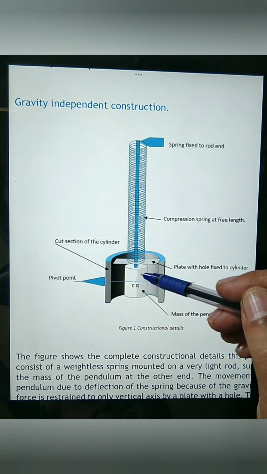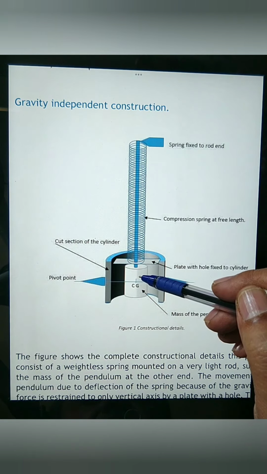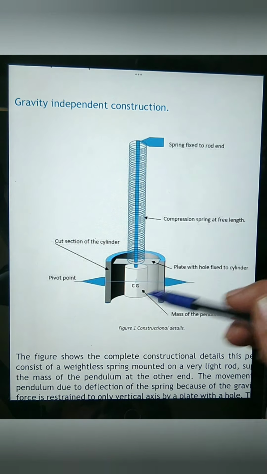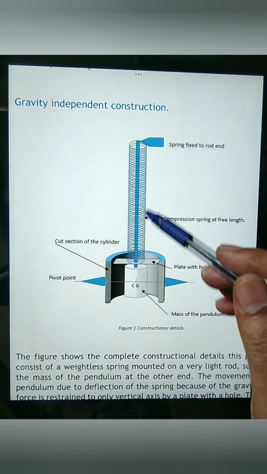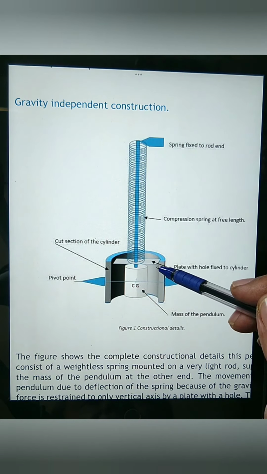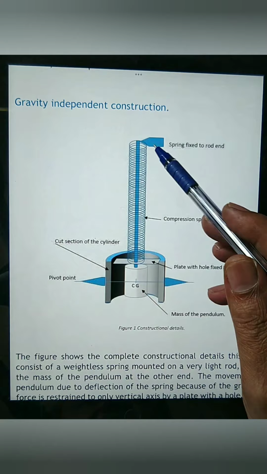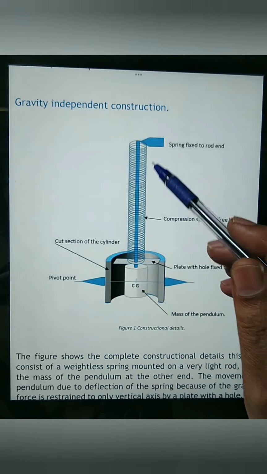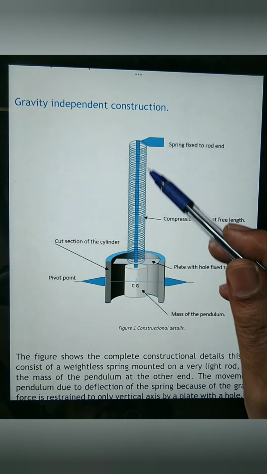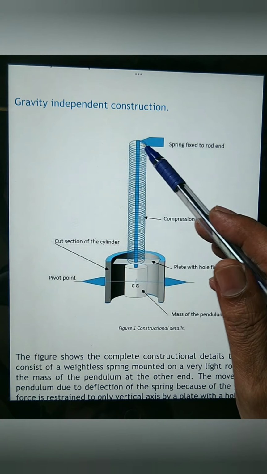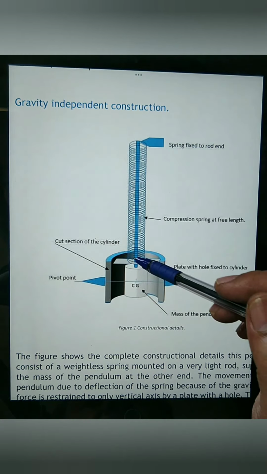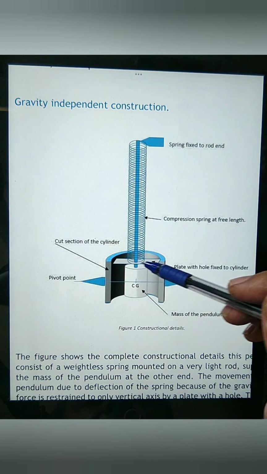Now the pendulum is here. This is having a huge mass compared to all these parts. That means all these parts are having negligible weight. Even though the weight is negligible, the spring is, of course, a very slender one, a long one. The spring is fixed to the rod at this end and it is resting on the plate at this particular end.